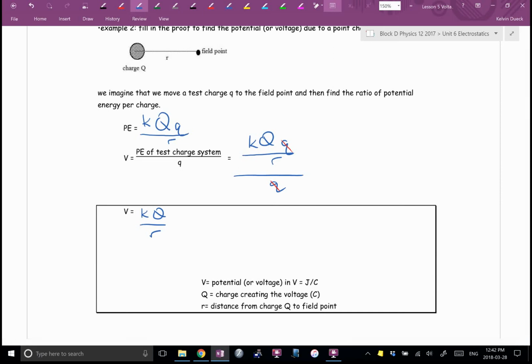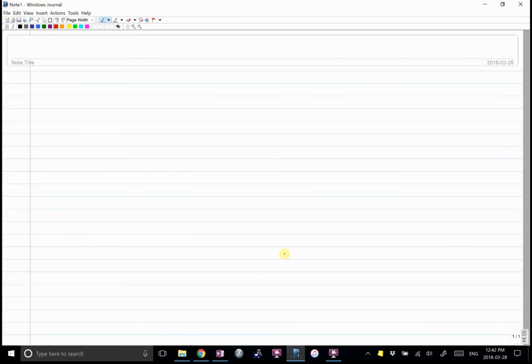Is that okay? Put your pencils down, look up. What's that? We just did it. What is that? Also called? This is potential. Look up. Potential energy. Look up. Force. Look up. Electric field.